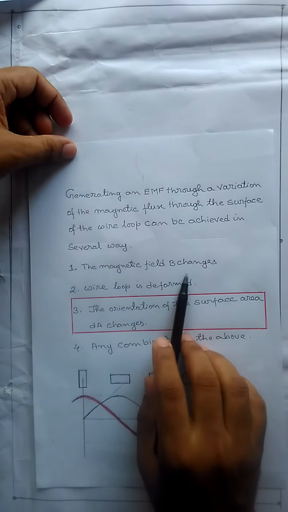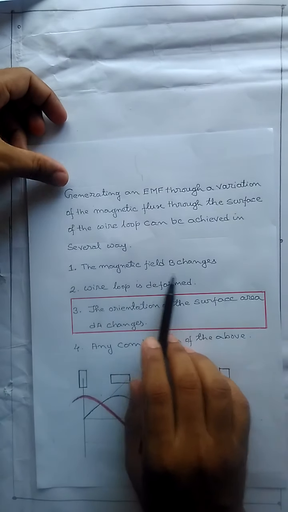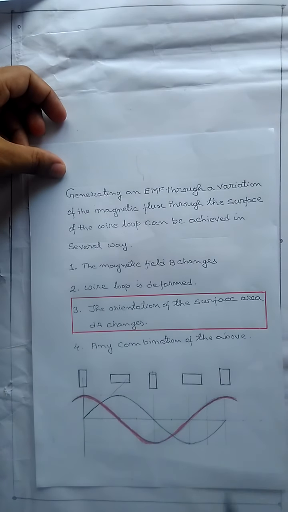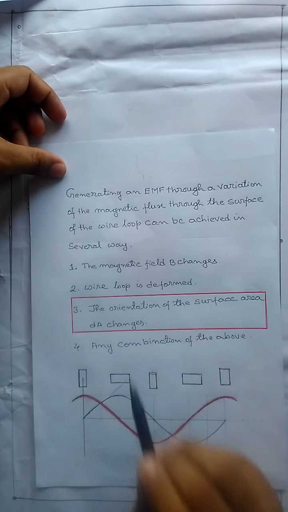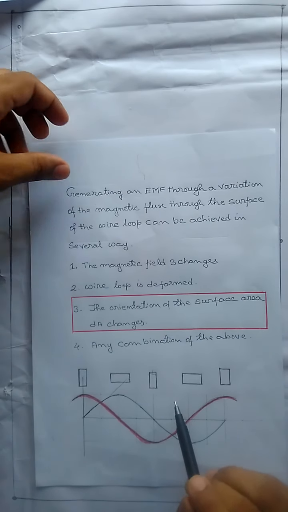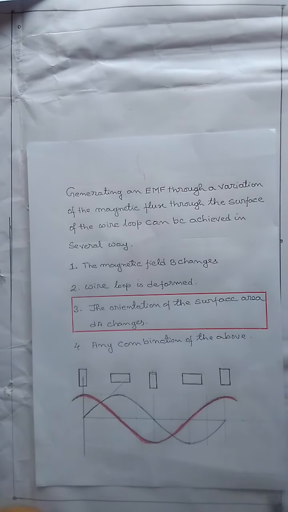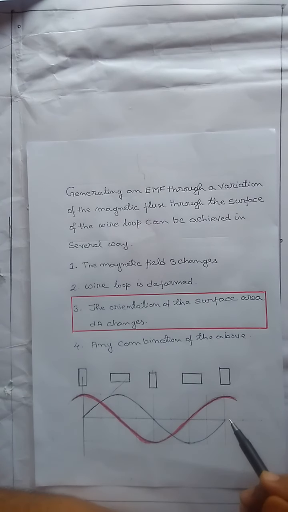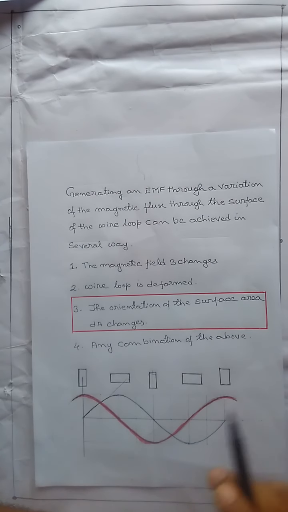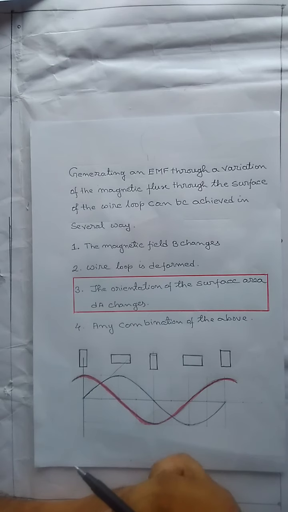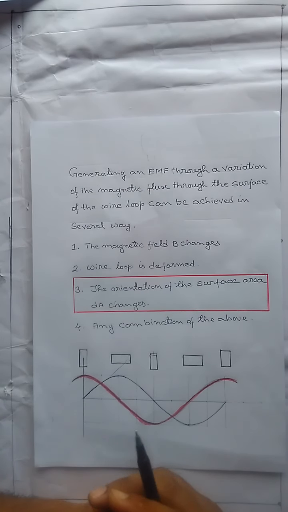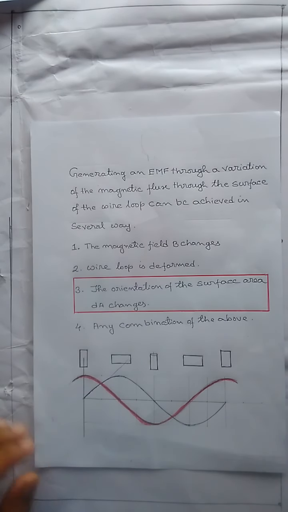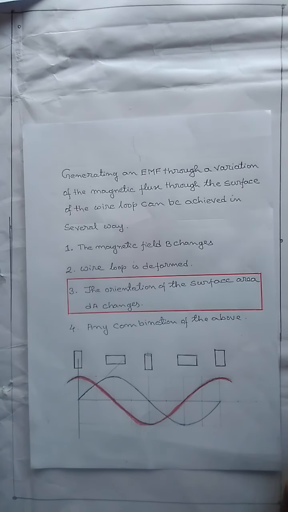The flux can be changed, that is the magnetic field B can change. This happens in a transformer. The wire loop can be deformed, that is you make a loop and change the shape of the loop. This is done in a strain gauge. The orientation of the surface area can change. This happens in a generator, and any combination of the above. Let's look at point number 3 in a little bit more detail.